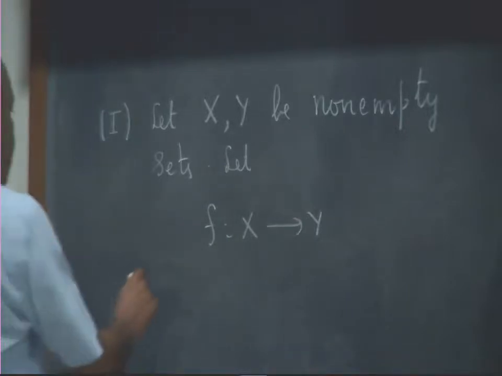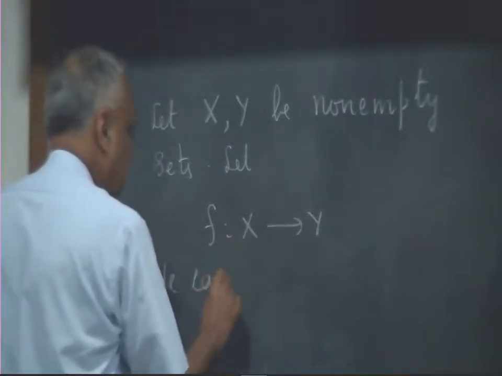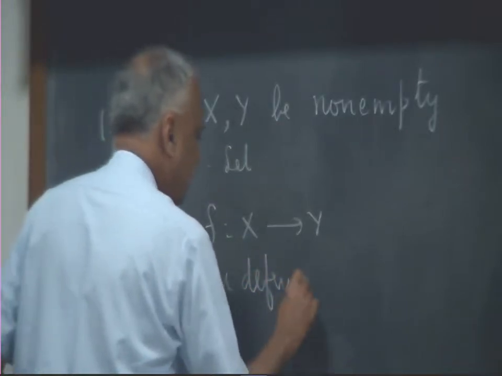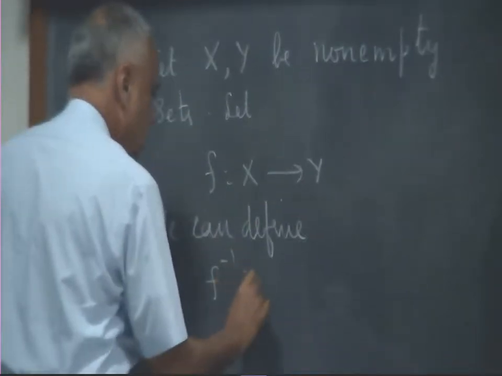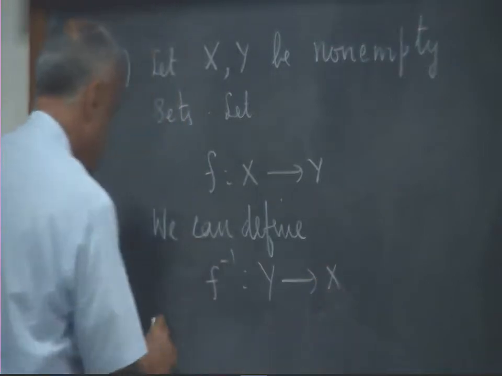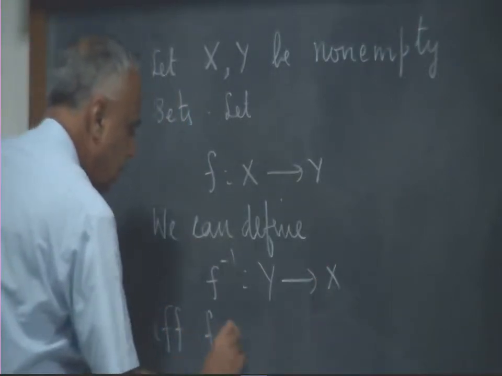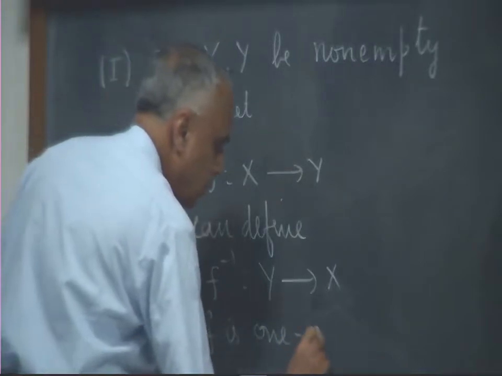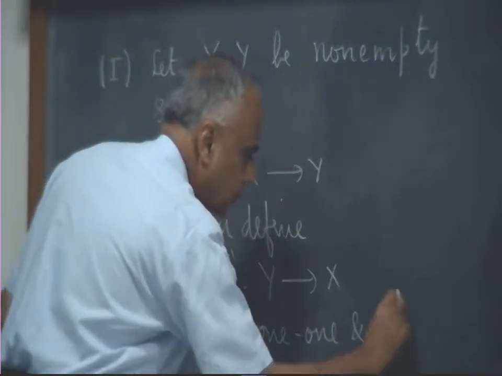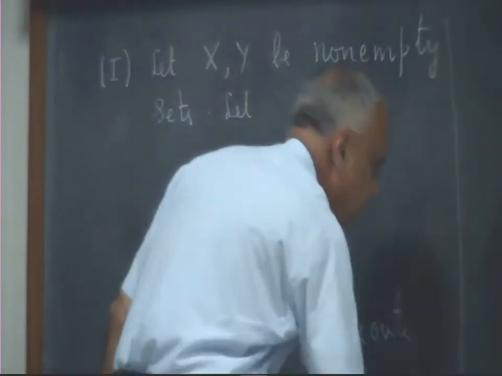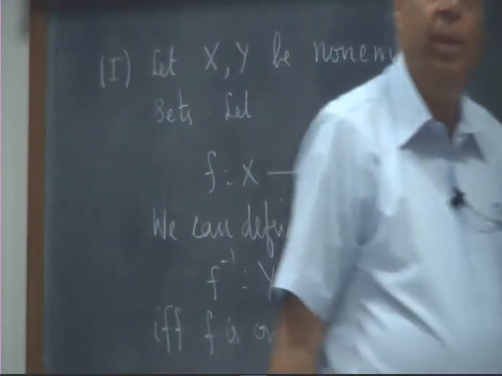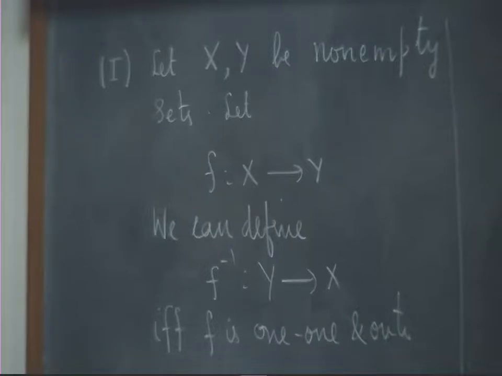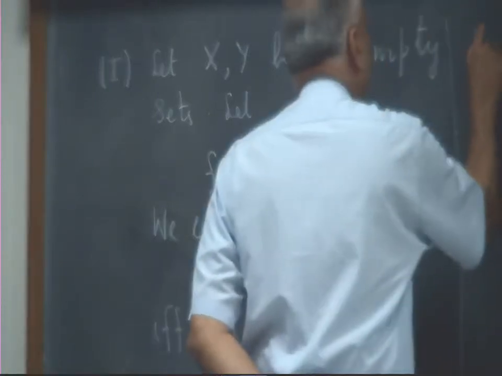So we can define f inverse from Y to X if and only if f is one-one and onto. So that's fundamentally the minimum requirement if you want to talk about inverse maps: the original map must be one-one and onto. Okay. Now let us look at a second level.